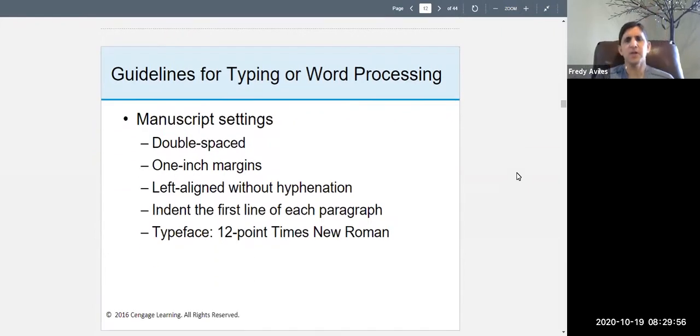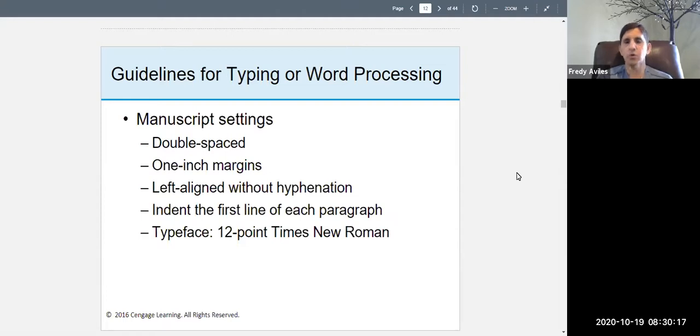Other guidelines for typing or word processing, other guidelines for your paper, right? Manuscript settings, right? It needs to be double spaced, okay? Not single spaced, not 1.5, not 2.5, exactly double spaced, okay? And those are usually the default settings when you write a paper anyway. You need 1-inch margins all the way around, okay?